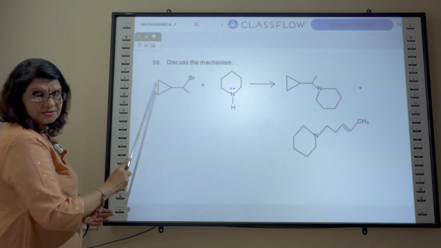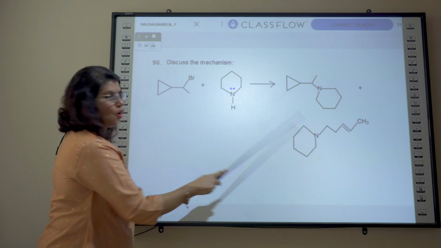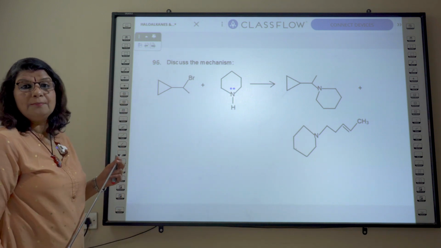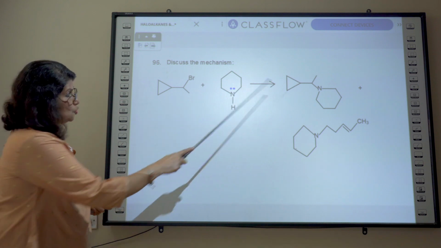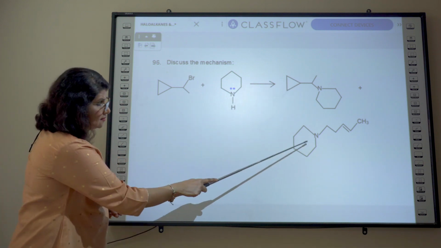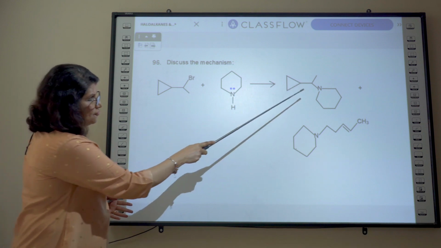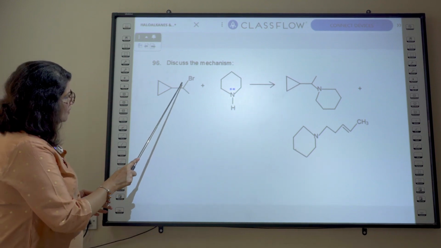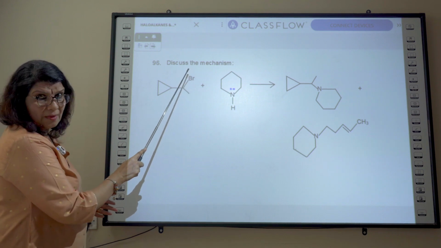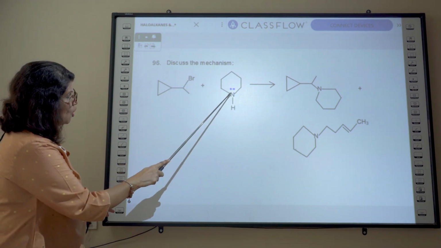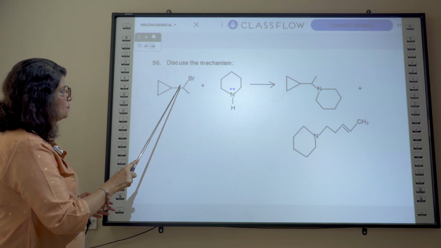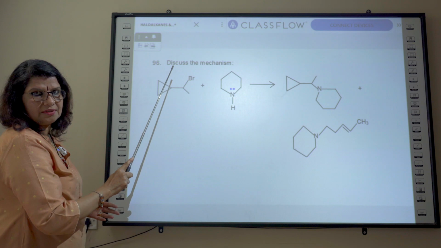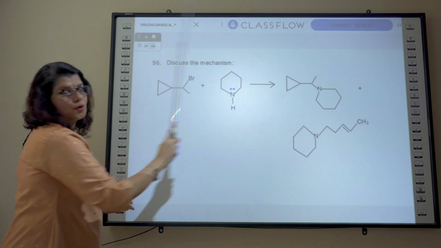There are two compounds and these are the products formed. So we have to deduce a mechanism or describe a pathway by which you get this product and this product. Looking at the first product, it is quite evident that after the bromine is lost as bromide ion, this lone pair on nitrogen is used to form a bond on this carbon, the electron deficient carbon. That explains the formation of this product.